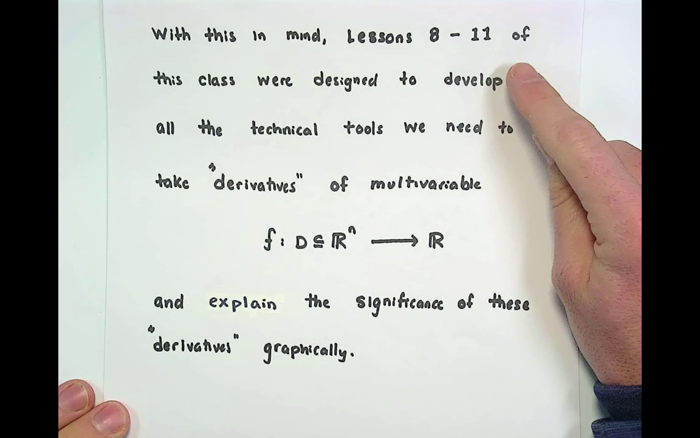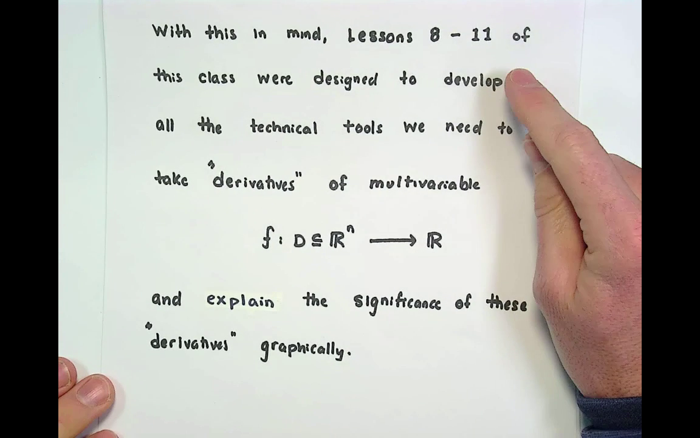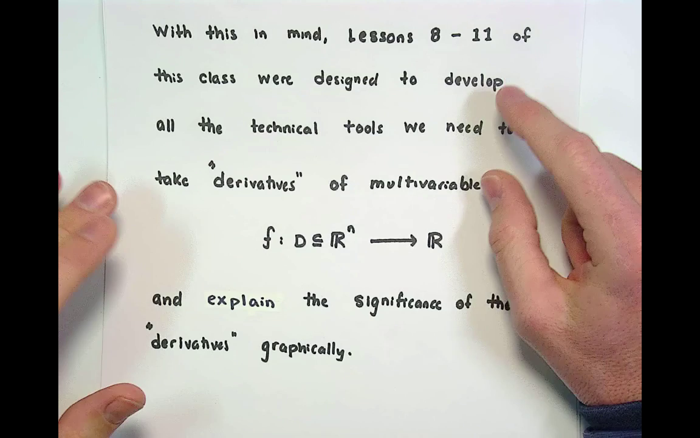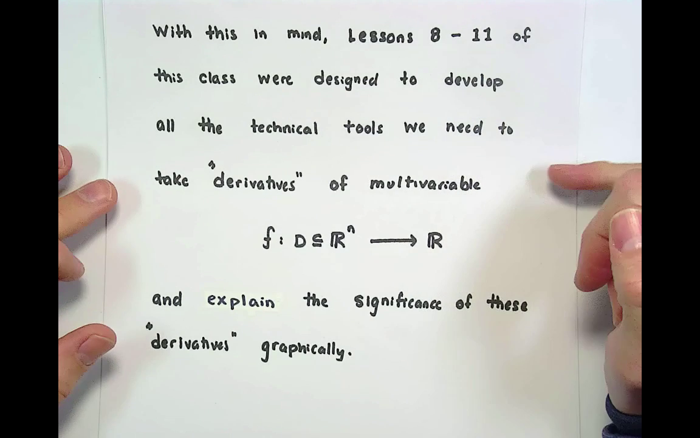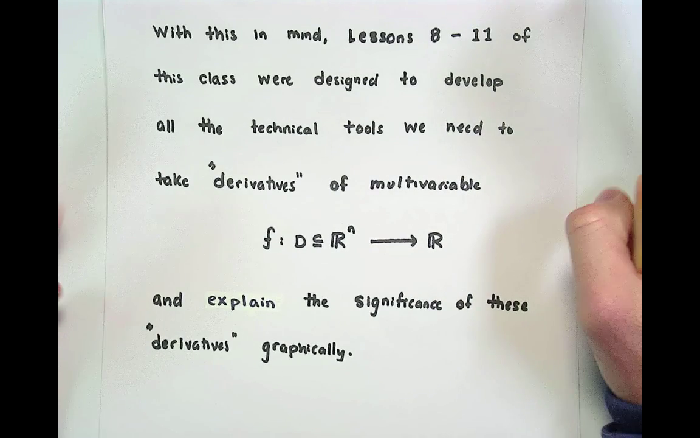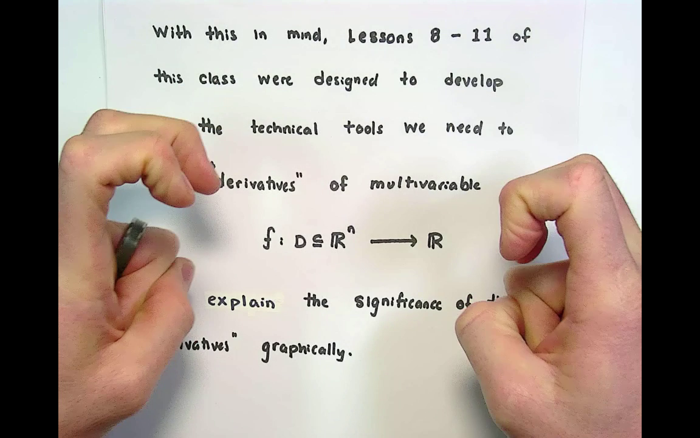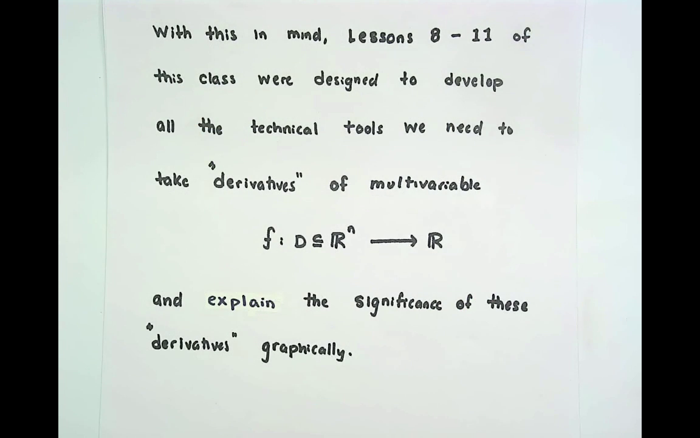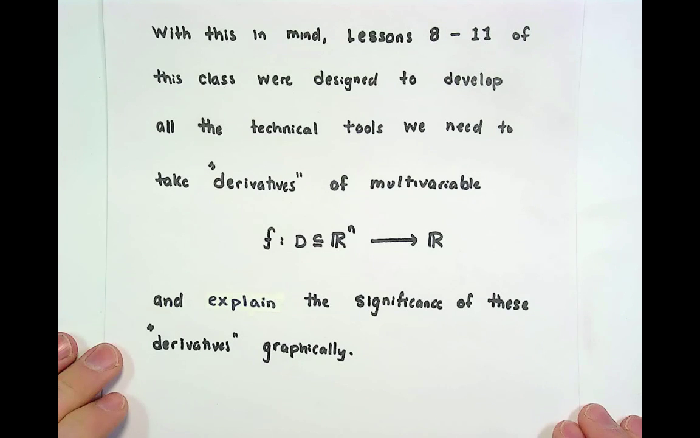The whole idea of Lessons 8 through 11 really was focused on developing the technical tools that we need to take derivatives of multivariable functions. We also talked about the explanation of the derivative and the significance of these derivatives graphically. That was the 5-step program for salvation that we returned to over and over and over again.